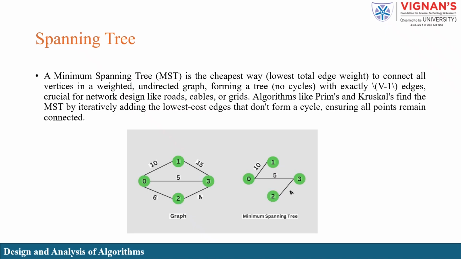On the left side, we see the original graph with multiple vertices and weighted edges. On the right side, we see the minimum spanning tree formed from this graph. Only the minimum weight edges are selected, all vertices are connected, and no cycles exist. This tree gives the minimum total cost required to connect all nodes. So, a minimum spanning tree ensures efficient connectivity with minimum cost, which is why it is widely used in network design.